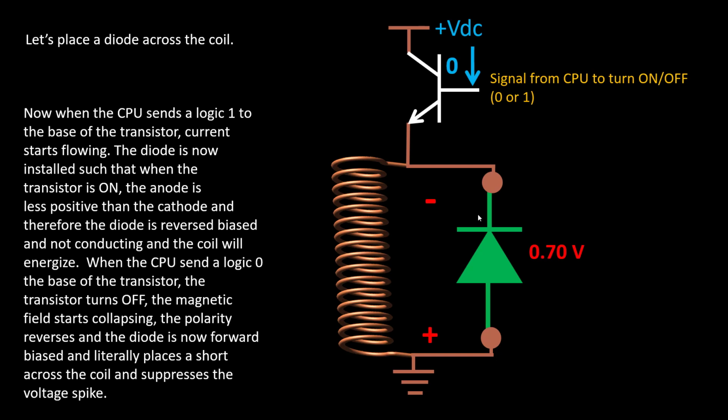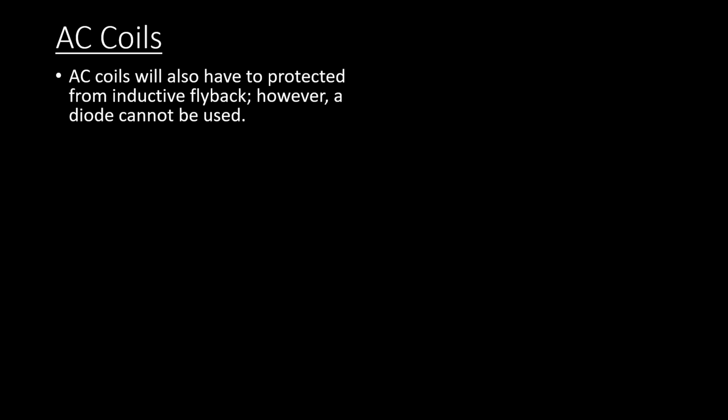So this will solve the problem for switching DC inductors. But what about AC inductors? I have AC coils too, and they have to be protected because they will also have inductive flyback. But if you think about it, I can't use a diode for this.